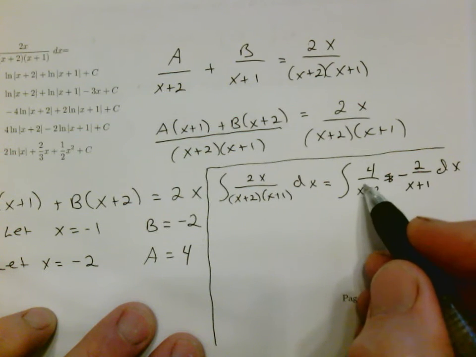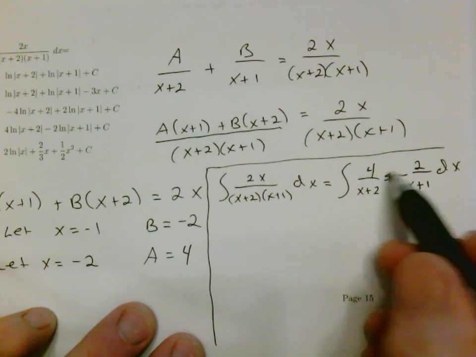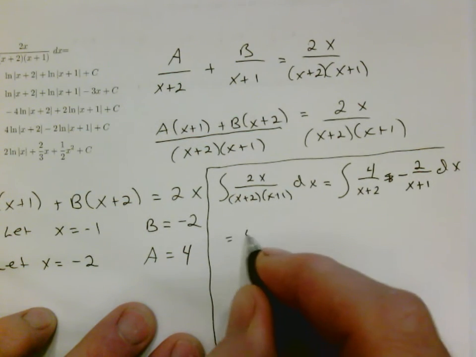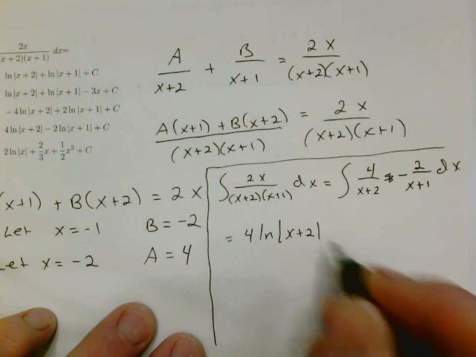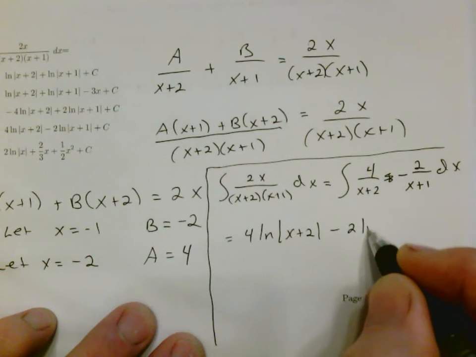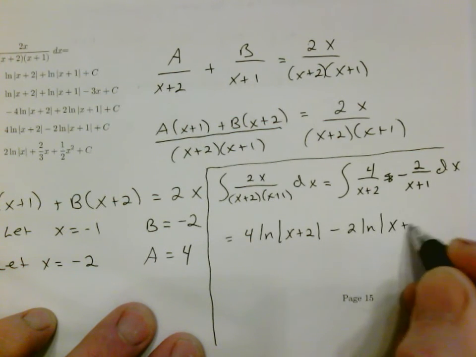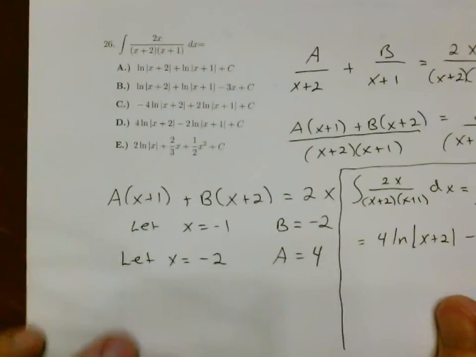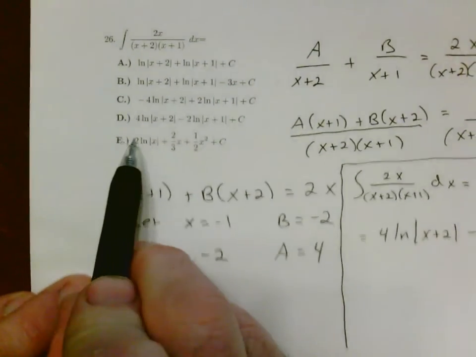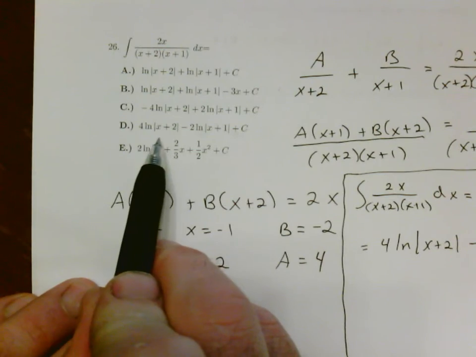Okay, this is x to the first power. It's nothing big, there's nothing on top, so this is just 4 times ln of the absolute value of x plus 2 minus 2 times ln of the absolute value of x plus 1 plus c. And then we go over here and we take a look at our answer. It looks like it matches up with D.